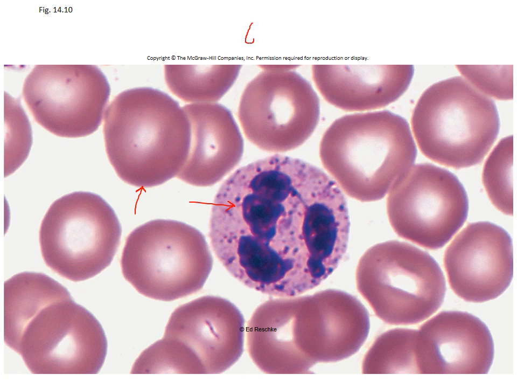60% of all of the white blood cells are these neutrophils. They are by far the most common. So 6 out of every 10 are going to be a neutrophil.